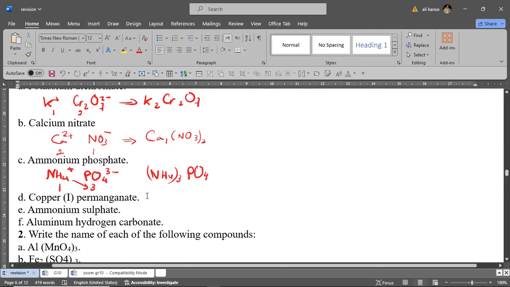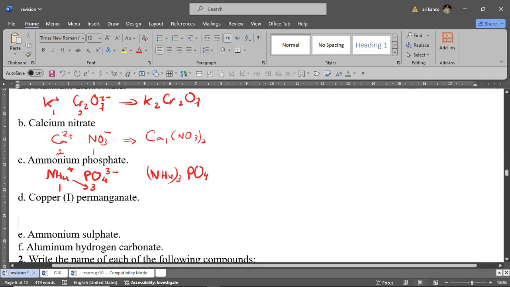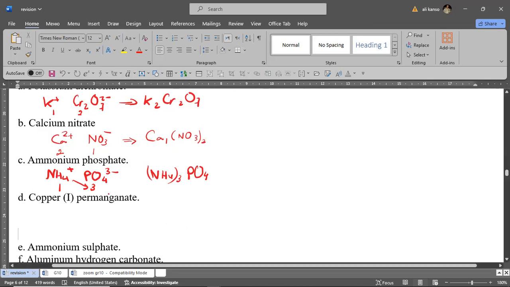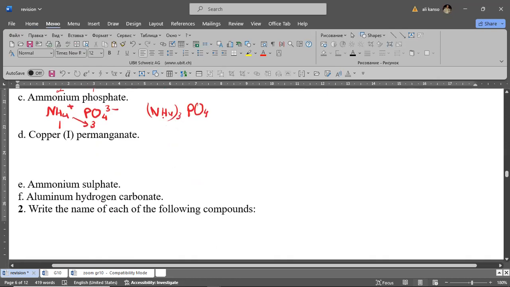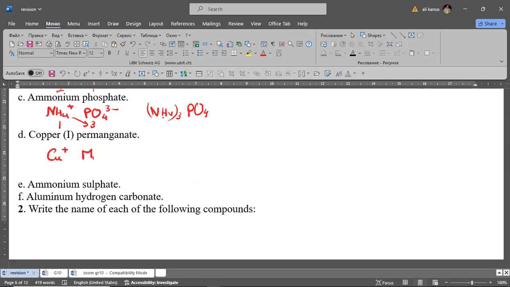Copper 1, the charge of copper is Cu plus 1, and permanganate is MnO4 minus. When they have equal charge, no need to crisscross. Just we group them: CuMnO4. Okay, if you have the same charge.